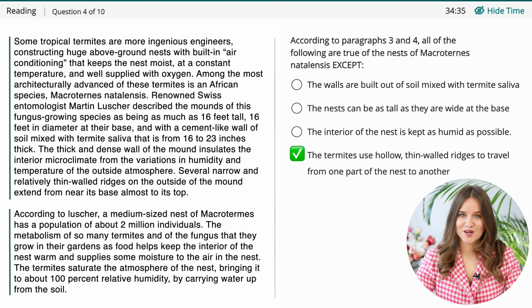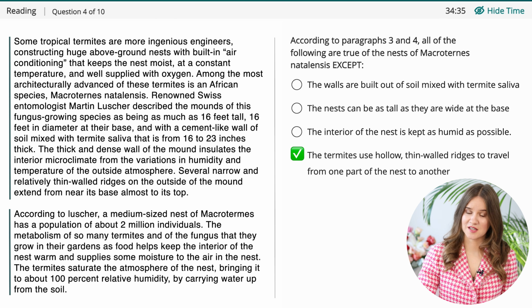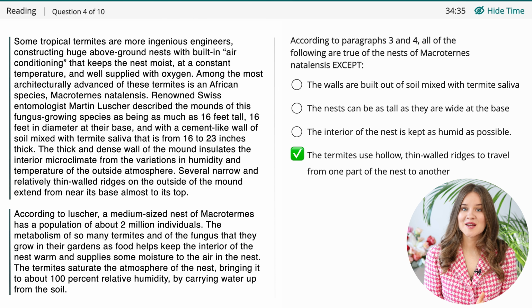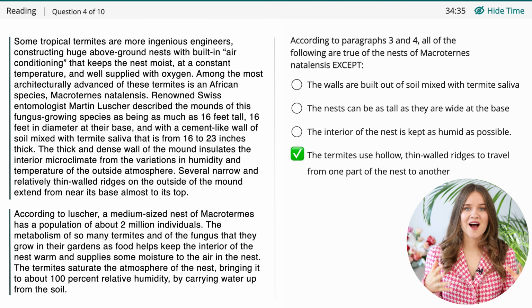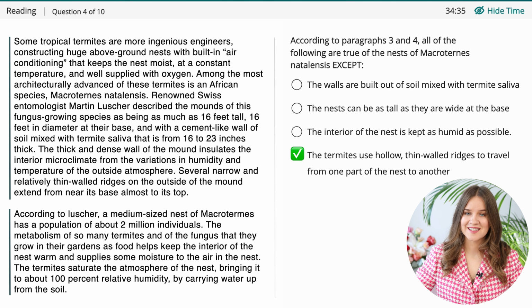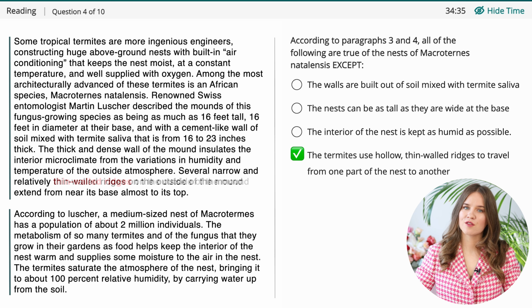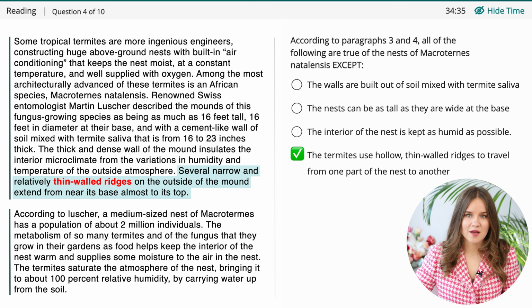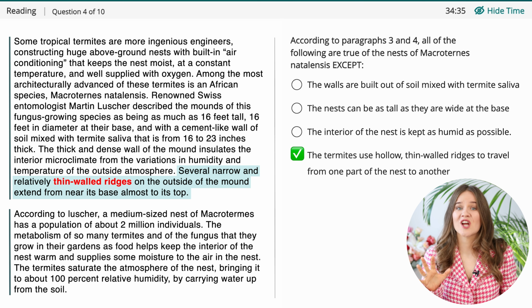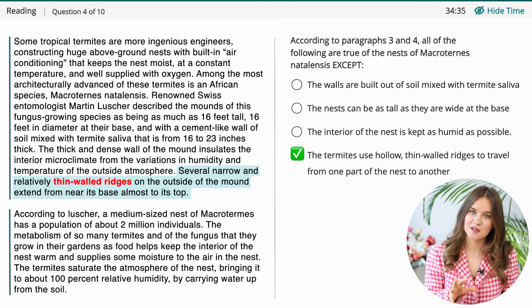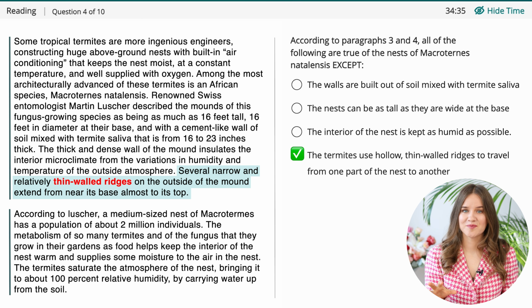The correct answer is 4. The termites use hollow, thin-walled ridges to travel from one part of the nest to another. Why? Because there is no information in the passage about how termites move around the nests. The TOEFL test makers have tried to trick you here by using the phrase thin-walled ridges, which does appear in the text, but in the passage, it's just used to describe the shape and structure of the mound, not as a means of termite movement. That's why this statement is not true and is the correct choice for this kind of question.